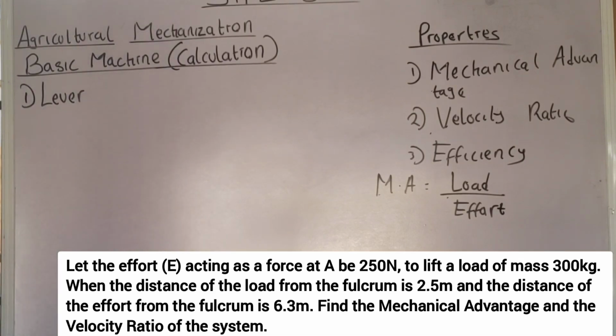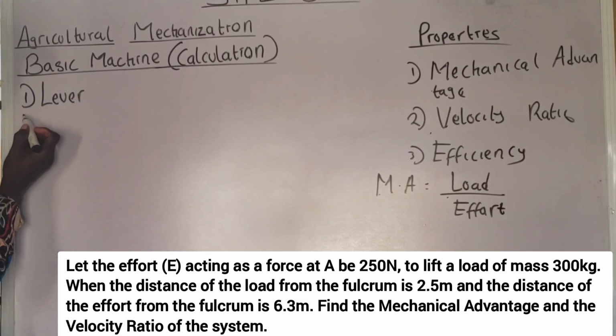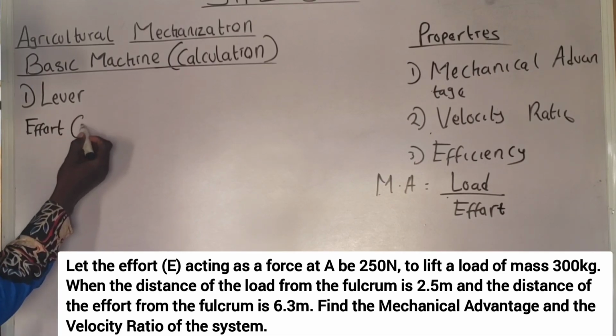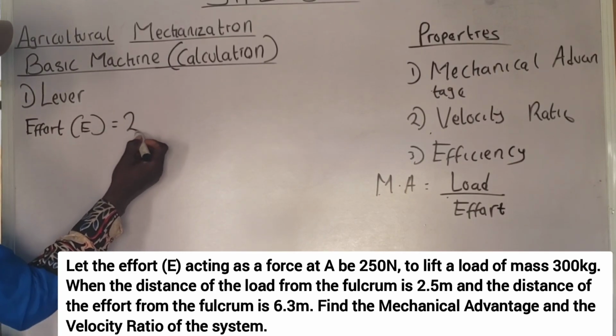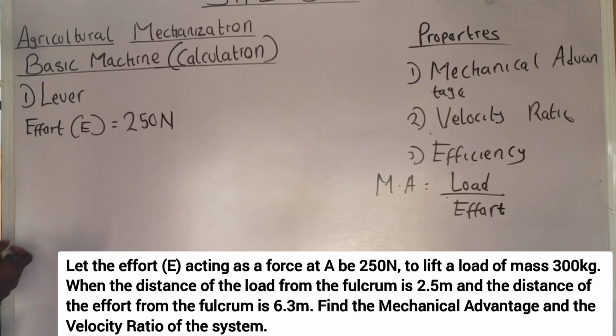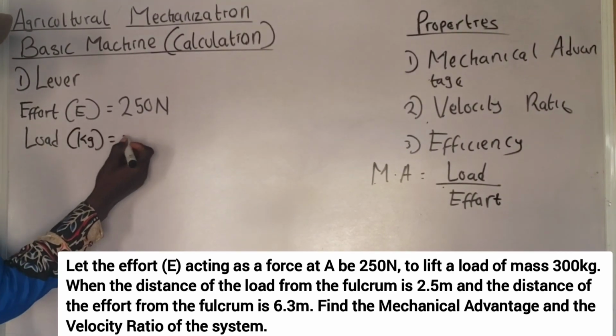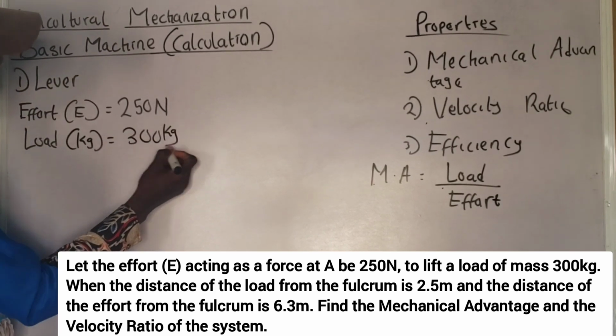We are given that the effort E acting as a force at A be 250 Newton. Effort E, that's the first parameter. Effort equals to what? 250 Newton. Okay. Now let's proceed. And we are given that the load has a mass of 300 kilogram. The load in kilogram is equal to what? 300 kilogram. Do you understand?